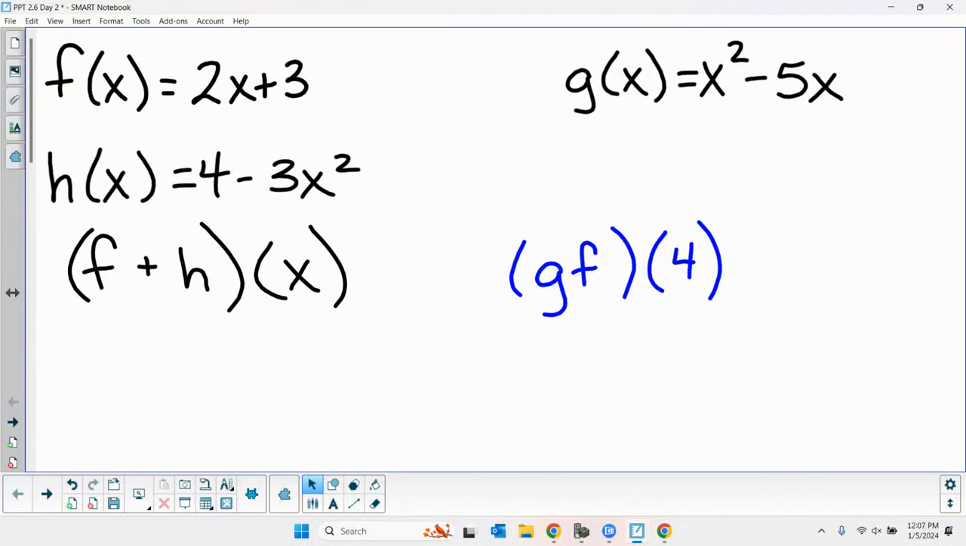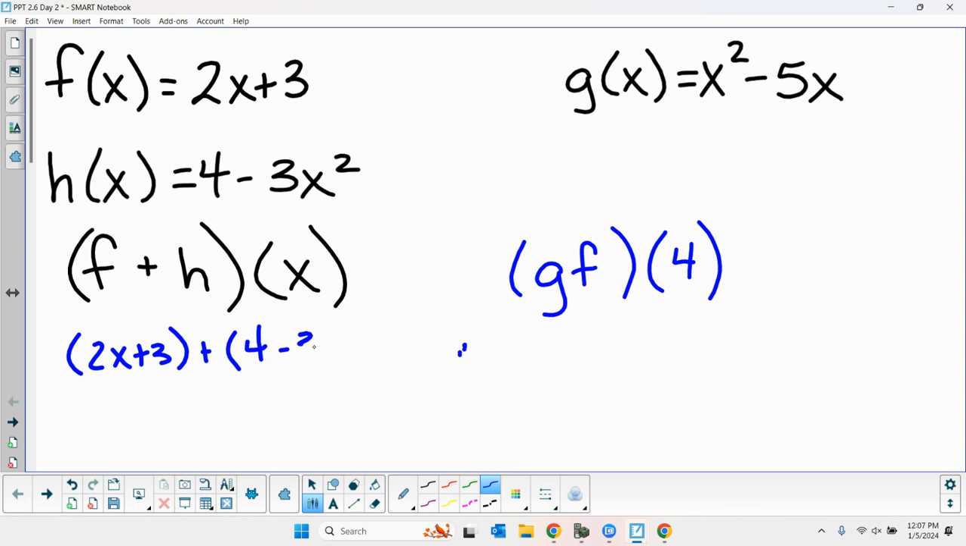Okay, the first one, you guys can do in your head, right? F is 2x plus 3. I'll write it out though anyway. And H is 4 minus 3x squared. And we're just going to combine like terms.